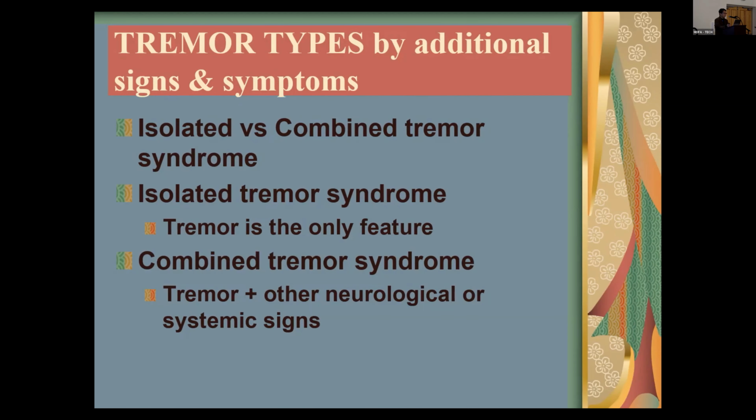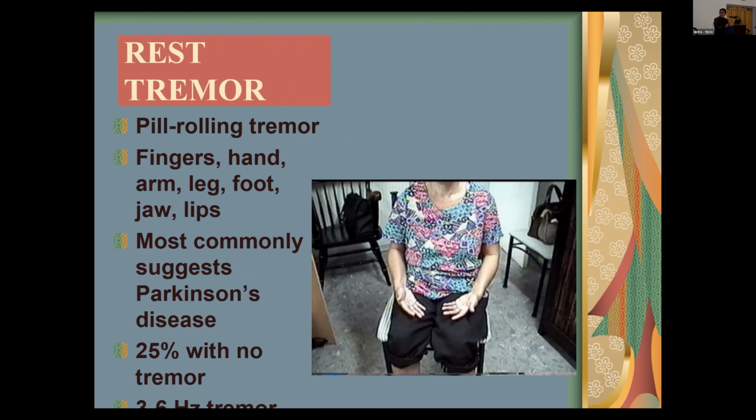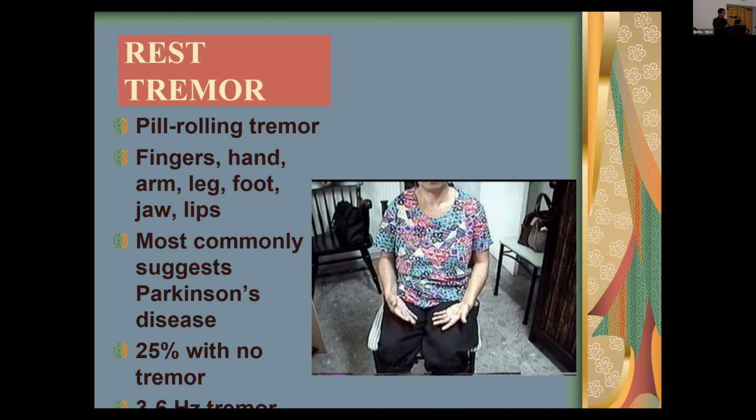The most common thing we see are the fingers. Maybe this can start like a twitch of 1 or 2 fingers in one hand, but can involve different parts of the body, like the hand, the arms, the legs, the foot, the jaw, and the lips. And statistically, when I see a rest tremor, and if this is the only symptom the patient has, that probably represents Parkinson's disease. I'd have to say that about 1/4 of patients with pathology-proven Parkinson's do not have a rest tremor.